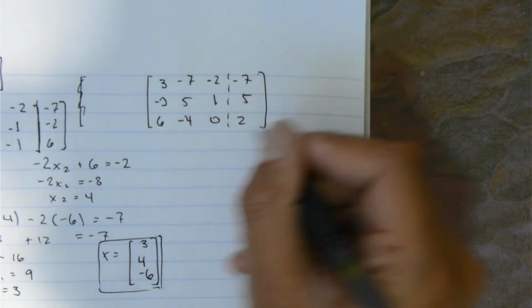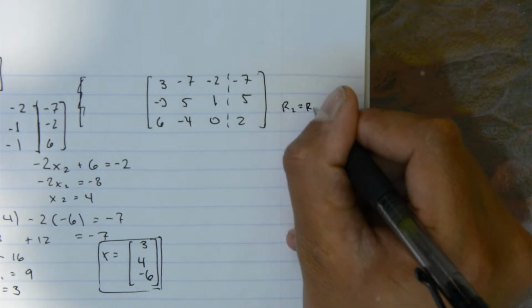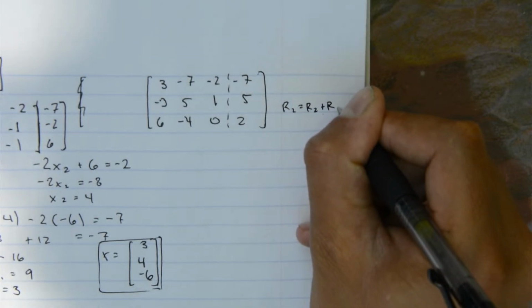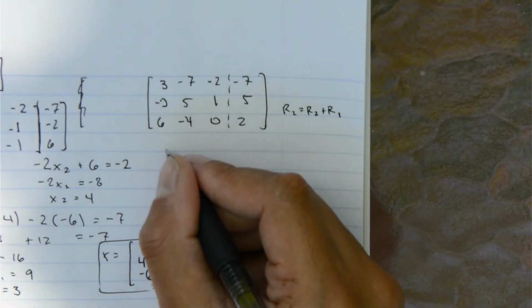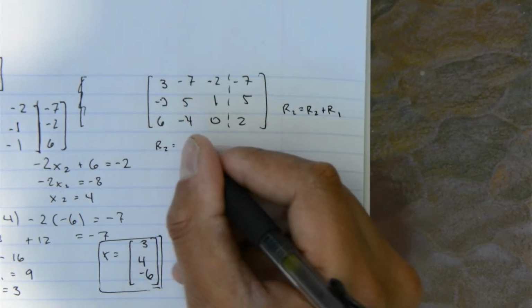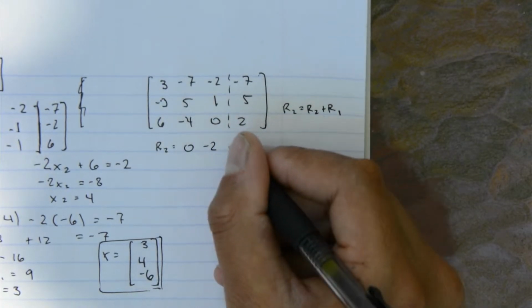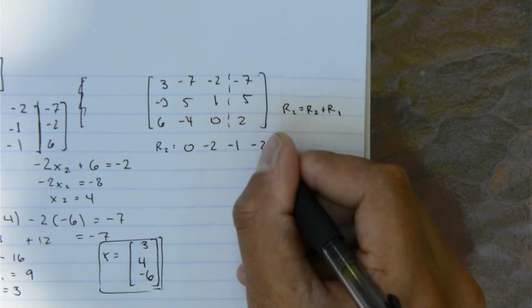So we're going to first do R2 equals R2 plus R1. So we're going to get for R2 equals 0, -2, -1, -2.